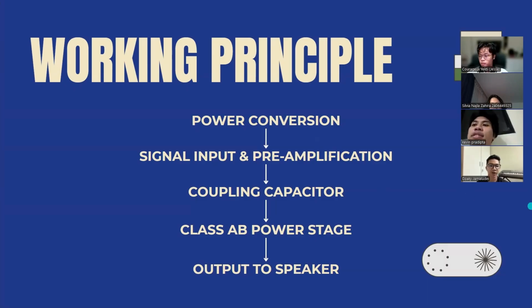Okay, so this is our working principle. There are 5 stages of the working principle. The first of all is the power conversion from the power supply. Basically it steps down the alternating current from the wall to 12 volt, and then the power moves to signal input and pre-amplification occurs, and then moves to the coupling capacitor, and from the coupling capacitor it moves to the class AB power stage, and lastly it will be output to the speaker.